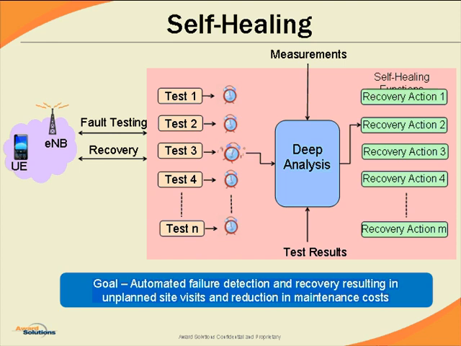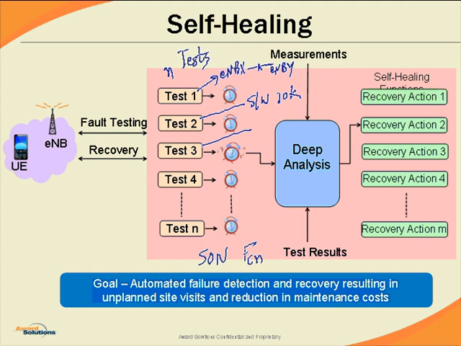So the idea is that we have some SON function, self-healing function, and that function has a variety of tests predefined. In this case, we have a total of n tests. One test maybe is just checking if we have eNodeB X to eNodeB Y connectivity or not. Another test is checking if some software is okay or not. Another test is checking if some baseband chipsets are working well or not. Maybe the power amplifier, do we have the power amplifier working or not? We have various tests that focus on different aspects.